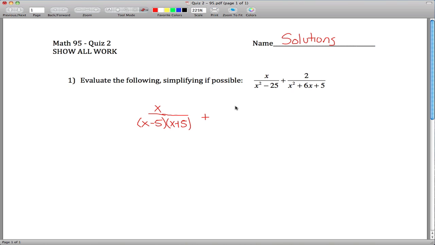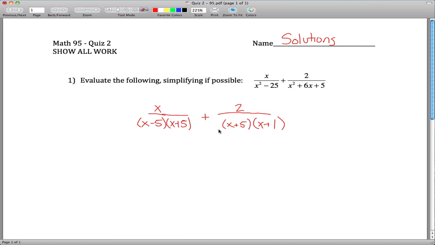And then this one over here, that's a little trickier, but we could probably figure it out. Leading coefficient is 1, that's kind of nice. And then we need two numbers that multiply to be 5 and add to be 6. If you mess with that for a little while, I think you'll come up with 5 and 1. So another way of writing this problem is what we got here. And maybe here it's easier to see what the least common denominator is.